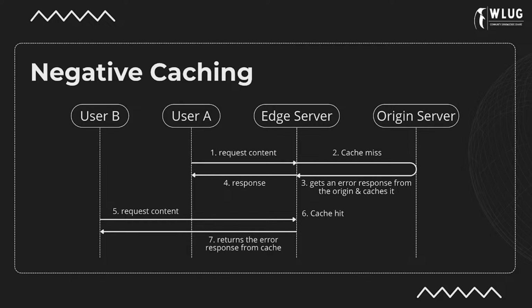Now, when user B requests that same content from the same edge server, we will get a cache hit. So it will find the same error response that has been cached, and assuming user B is requesting this in the time window that we stored this cache for, it will return the same error response from the cache to user B as well.